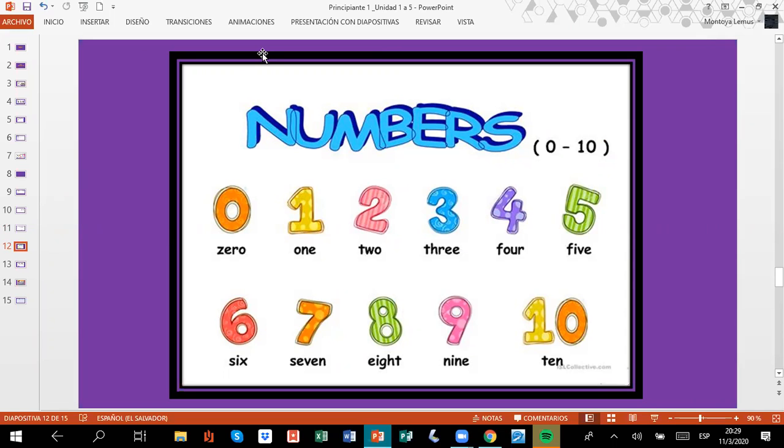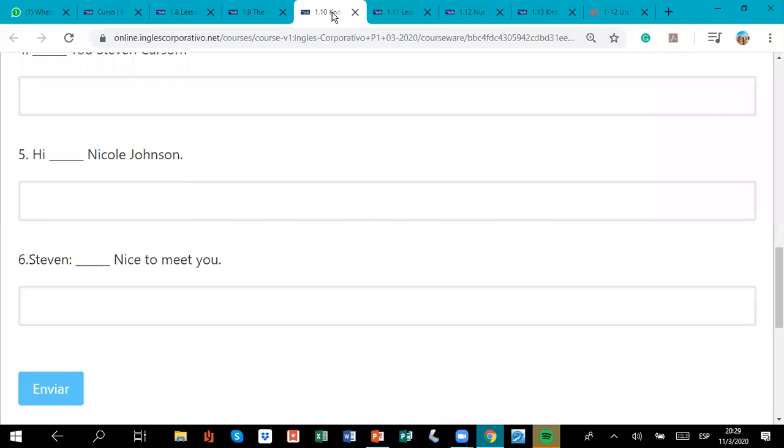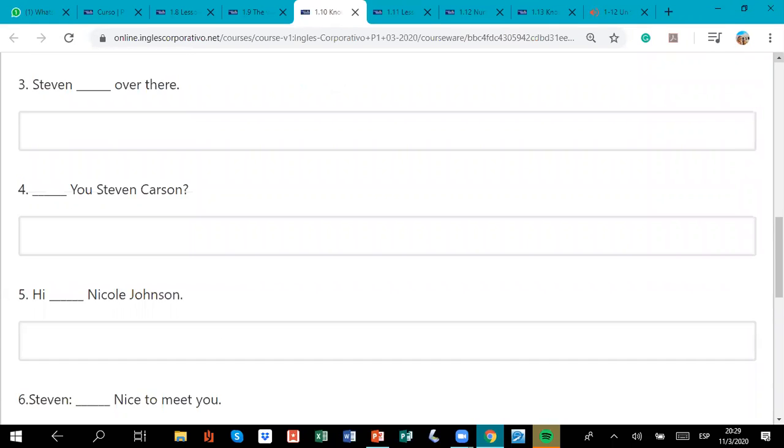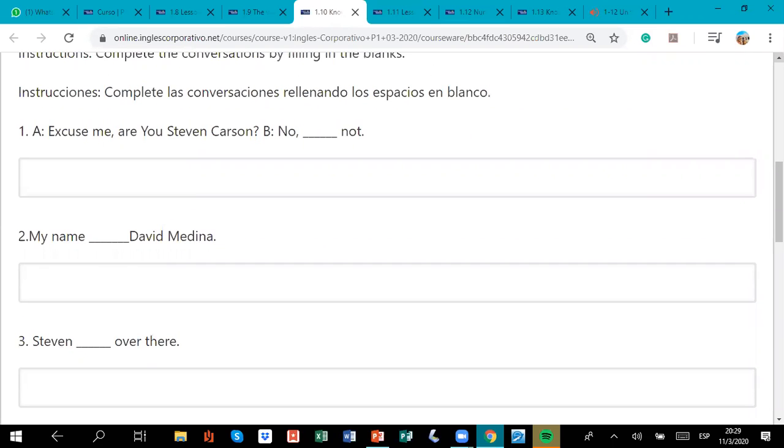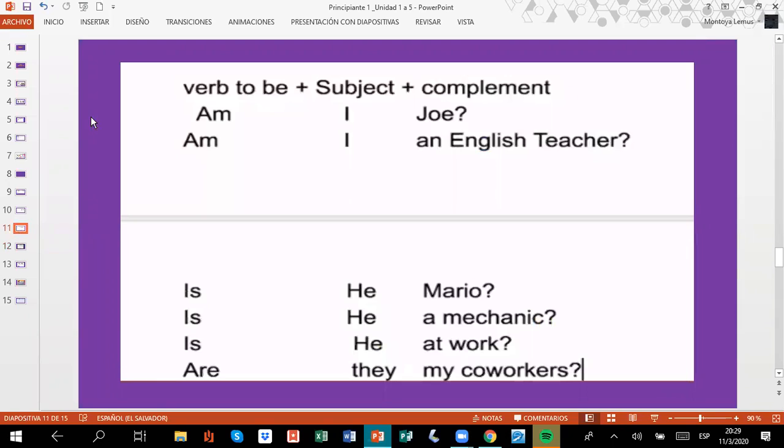Okay, then to continue with the lesson, we're going to practice with this exercise. Hay un ejercicio en la plataforma. ¿Y se puede repetir las respuestas cortas? Okay, okay. Vamos, ¿dónde estamos? Acá. ¿Verdad? Sí, ahí. Uh-huh. Acá. Decíamos.